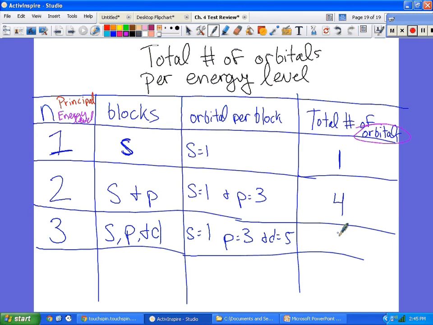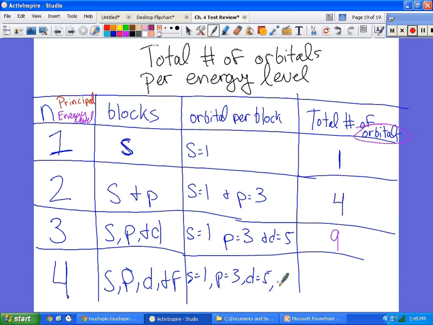And then finally, for 4, you have all of them: S, P, D, and F. Same thing again, S is 1, P is 3, D is 5, F equals 14. Excuse me, not 14, let me change that. That is 7, not 14. There's 14 total electrons, but there are 7 orbitals. So 10, so 16 total. Okay, so 16 total orbitals. So you really, really, really need to focus on this.